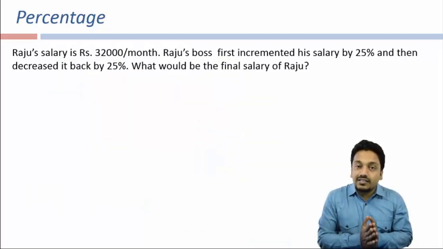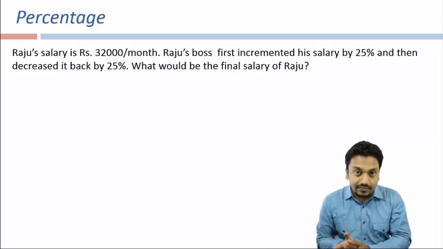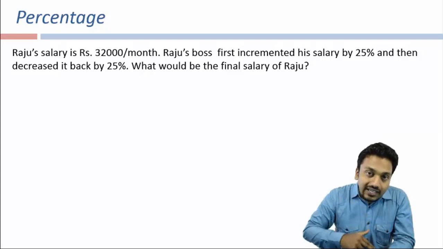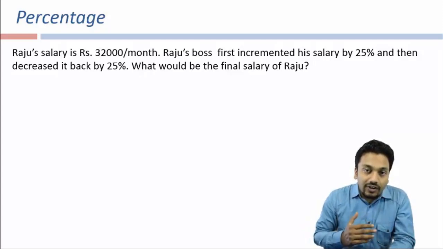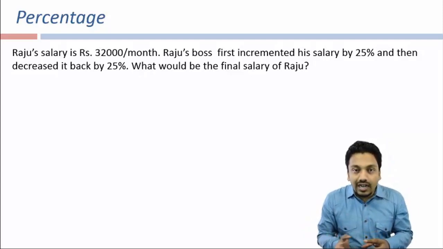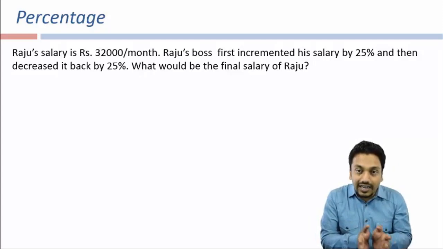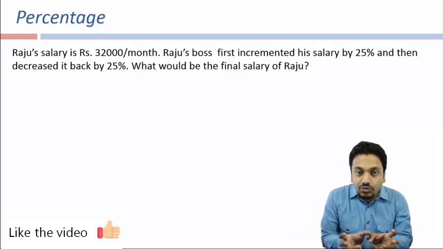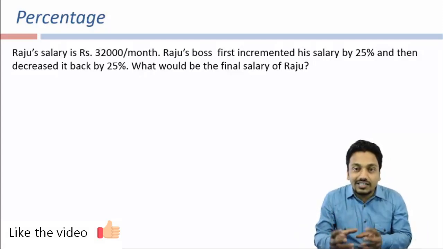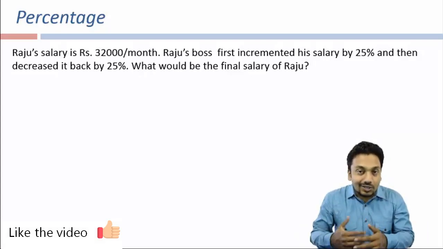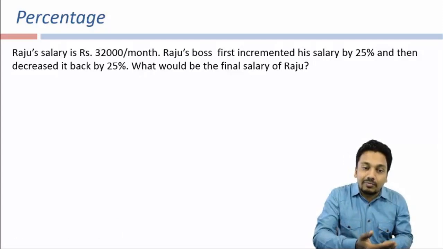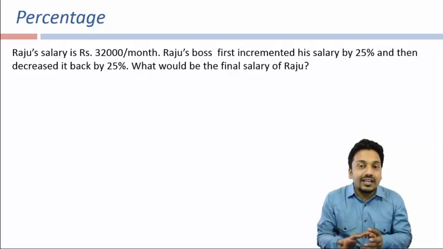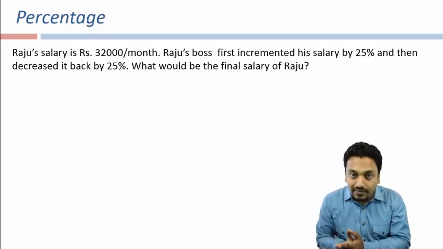Raju's salary is 32,000 per month. Now it is first increased by 25% and then decreased by 25%. So if I apply the wrong logic to it, I'll simply add up 25% and minus 25% for the decrease, and I'll get 0% as the percent change. So I'll conclude then that Raju's salary will remain 32,000 only. But this process of thinking would give me the wrong solution.